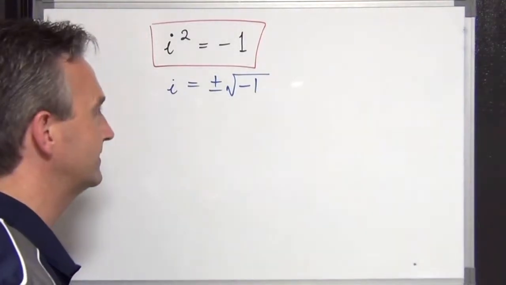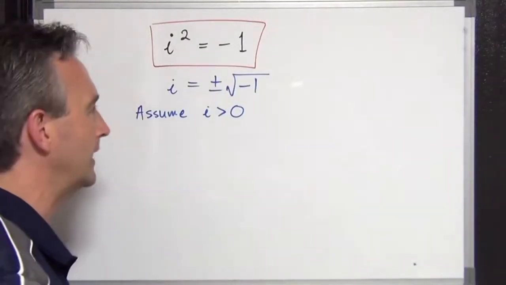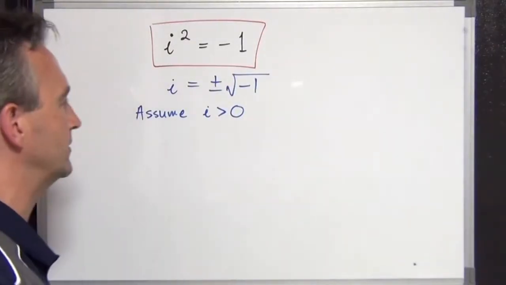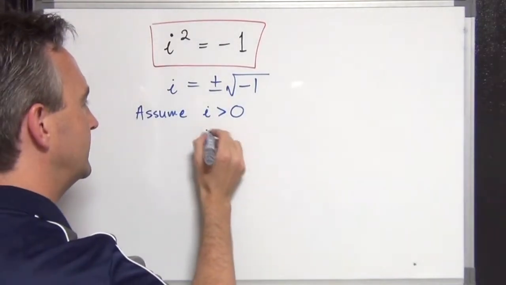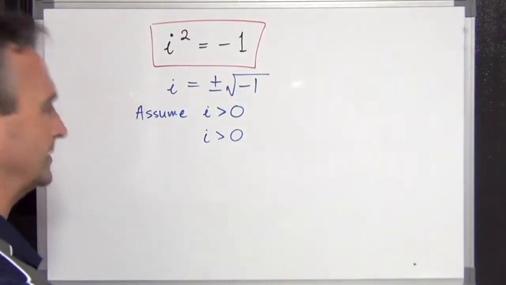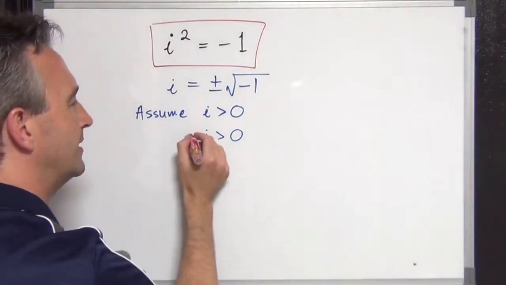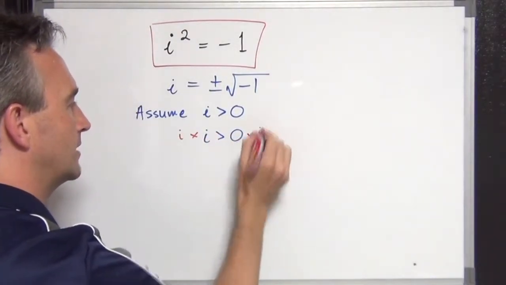I got an idea. You're not going to be doing that the whole video, are you? Sorry. Well, let's assume that i is some positive value. All right, so what can we do with this? Okay, i is greater than 0. Let's multiply the left and the right side by i.